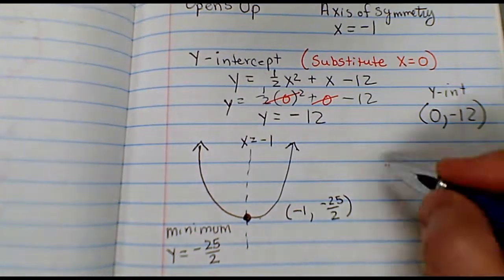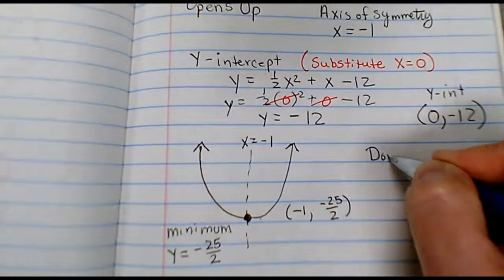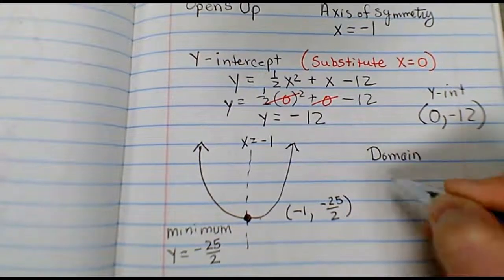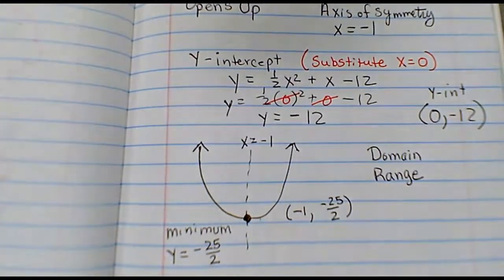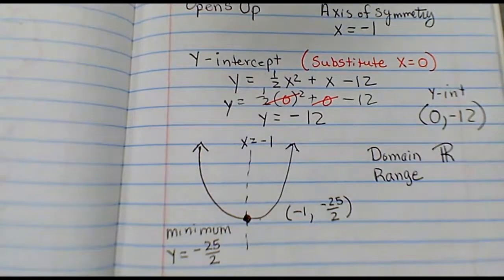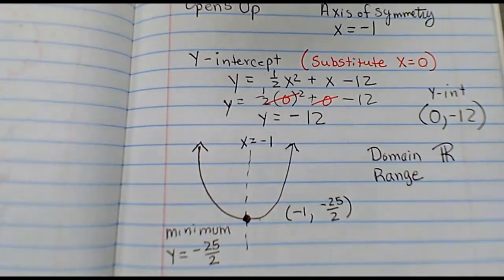Often when we look at a graph, we determine the domain and the range. What is the domain? All real numbers. You can write out the word or use the symbol.